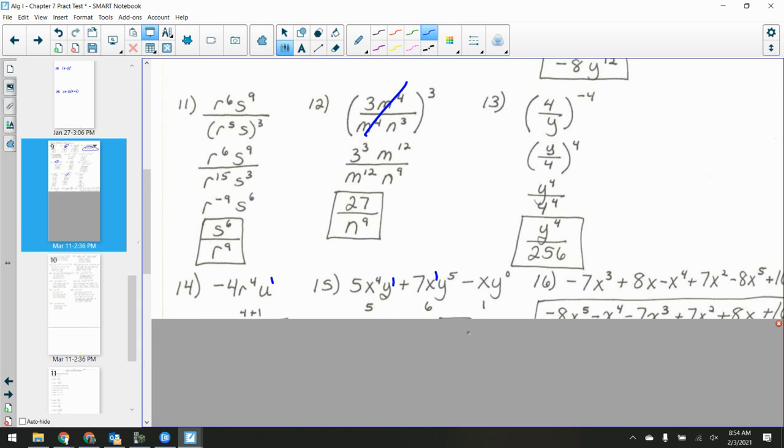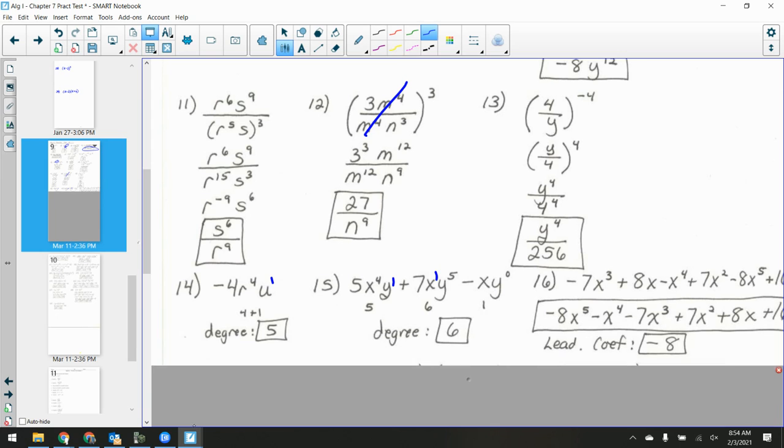Number 16, hidden trick. I got negative 8x to the fifth, minus x to the fourth, minus 7x to the third, plus 7x to the second, plus 8x. Plus 16. You forgot the plus 16. Oh, yeah, plus 16. And then what's the leading coefficient then? Negative 8. Good. Yep.